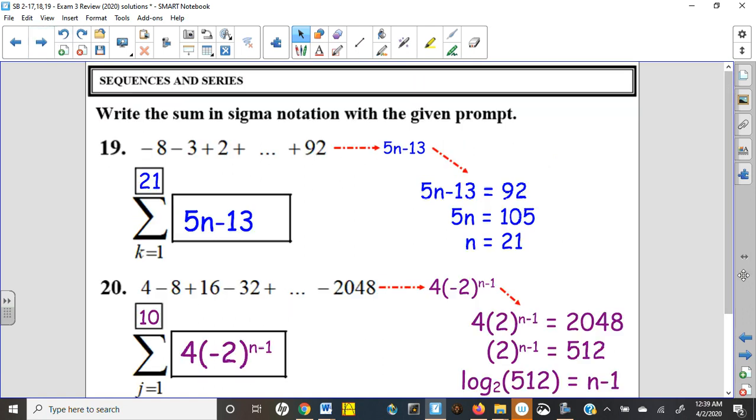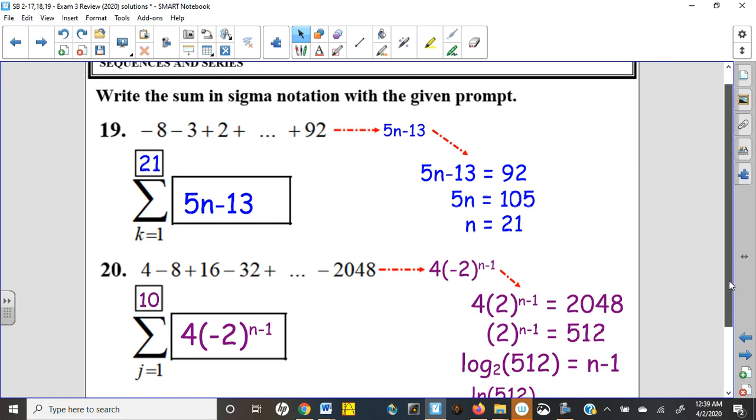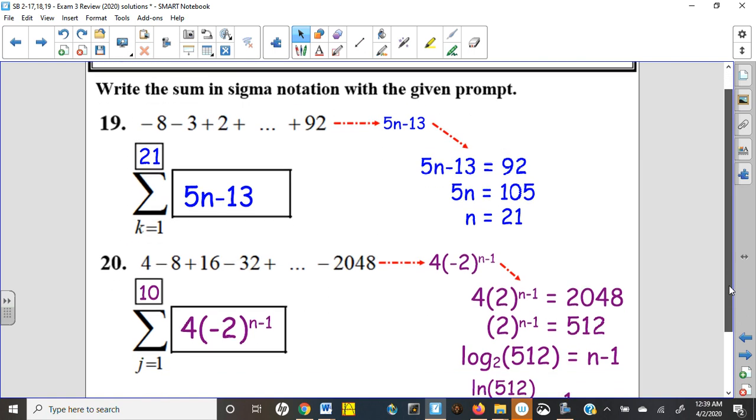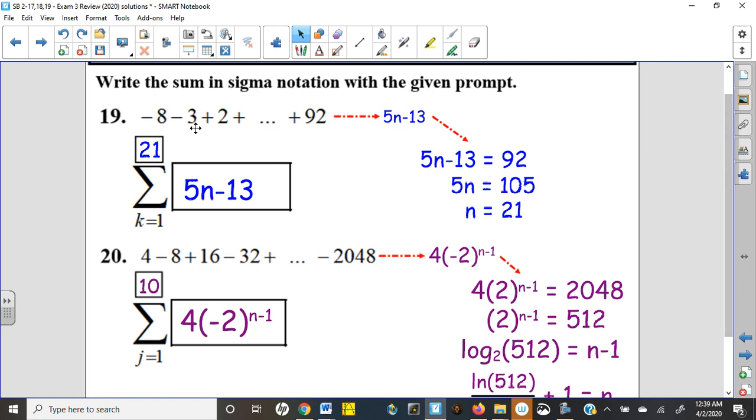Number 19 was an arithmetic sum, just a linear pattern. This one's going up 5, up 5, up 5. So we get 5n minus 13.